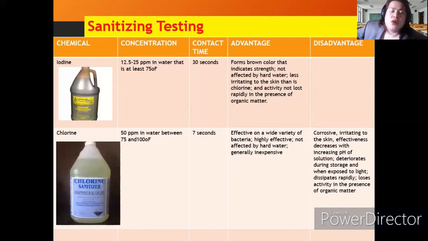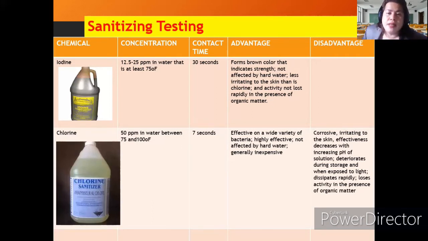The advantage of using iodine is that it forms a brown color that indicates strength. As you can see from the picture, it is brown. It is not affected even if we use hard water. When you say hard water, these are the water from wells or the water we usually get from the faucet. So iodine is not affected even if we use well water or water from the faucet.